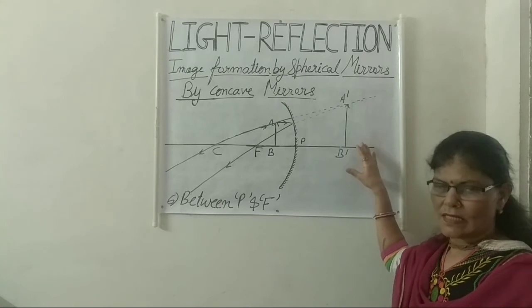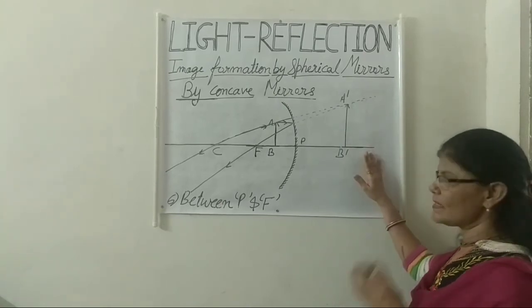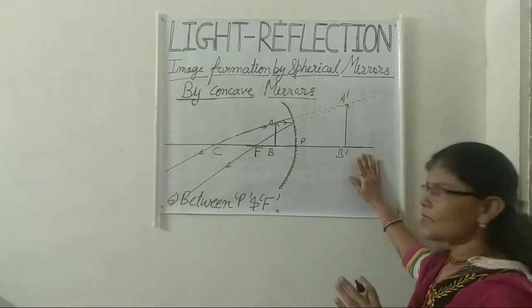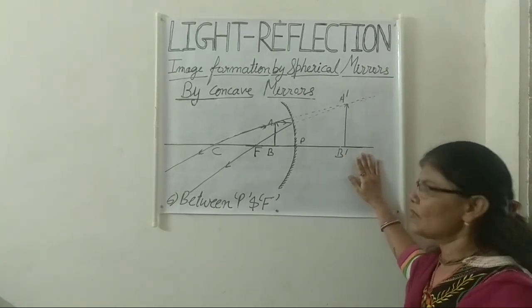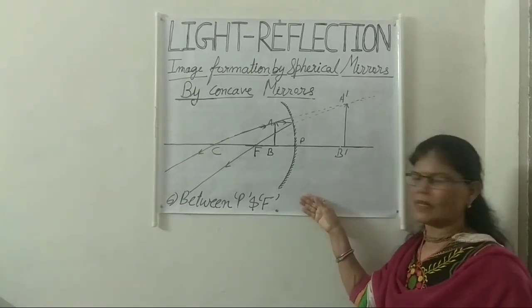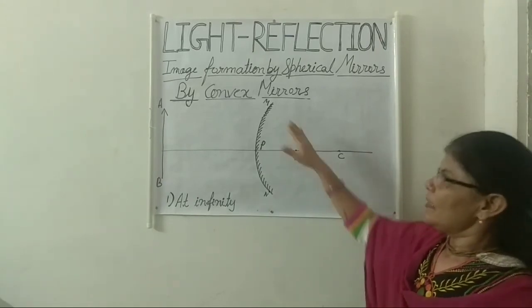This is virtual, erect and enlarged, and this is a very important case. This is usually asked in the questions also, because this is a different case as compared to the other cases of the concave mirror. So this is all about our sixth case of the concave mirror. In the case of convex mirror, we have only two cases.